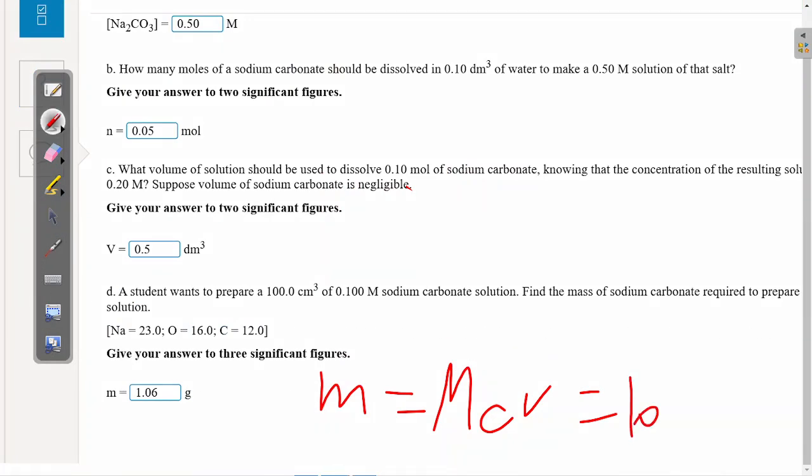So 106 times C, what is it? 0.1, times the volume, which is 100 centimeters cubed. They want it in decimeters cubed or liters, so divide by 1000. It will be 0.1 as well. So you will get the answer to be 1.06.